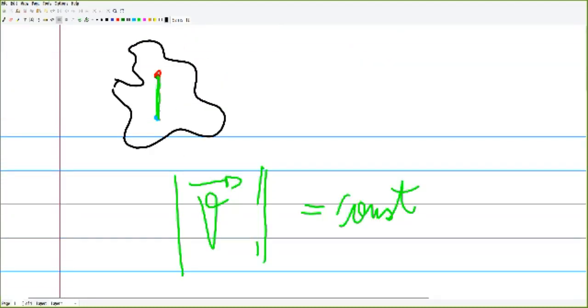And so now we have equilibrium. And so we know that in equilibrium, all the external forces are equal to zero and all the torques are equal to zero.